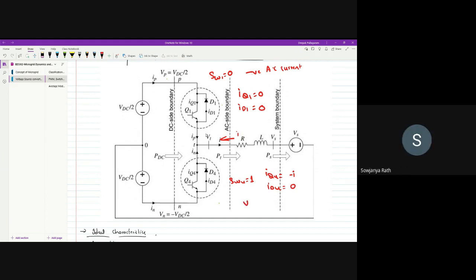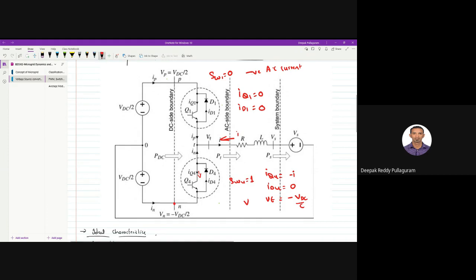So why minus 1? Because we are having a current in reverse direction. IQ4 is positive, but the I direction is opposite to the normal direction, so I kept it as -1. Then what about VT? Minus VDC by 2, because VT is connecting directly to the V endpoint.